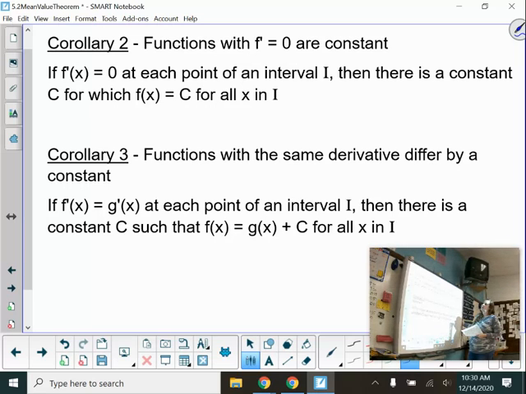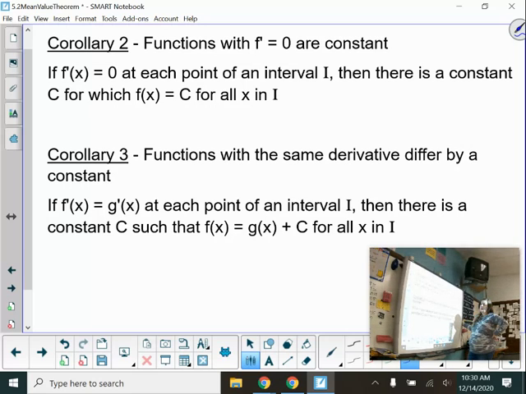state. So first, you have functions with an f prime equal to 0 are constant. So that means if you know that the derivative is 0 of some function, that original function had to be a constant function because the derivative of 0 or a derivative of any number is 0. So again, if f prime of x is equal to 0 at each point of your interval I, then there is a constant c for which f of x is equal to c for all x's in I. So again, if the derivative was 0, then you had a constant function before that.